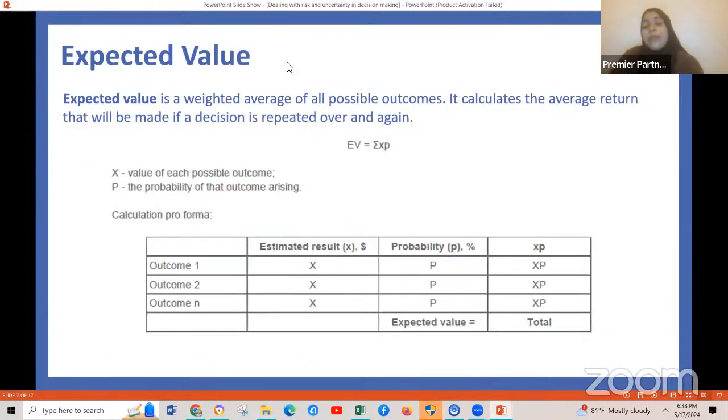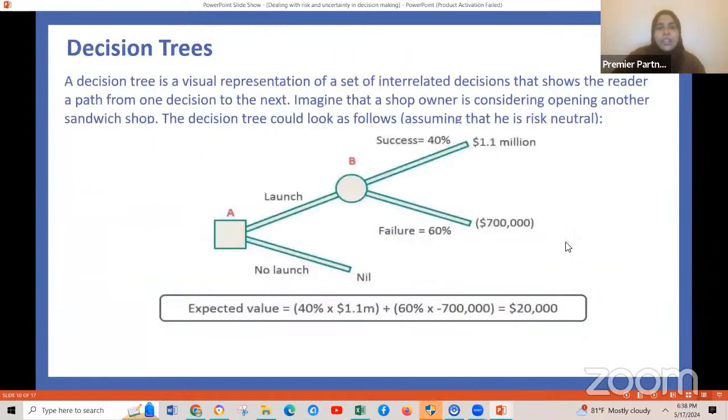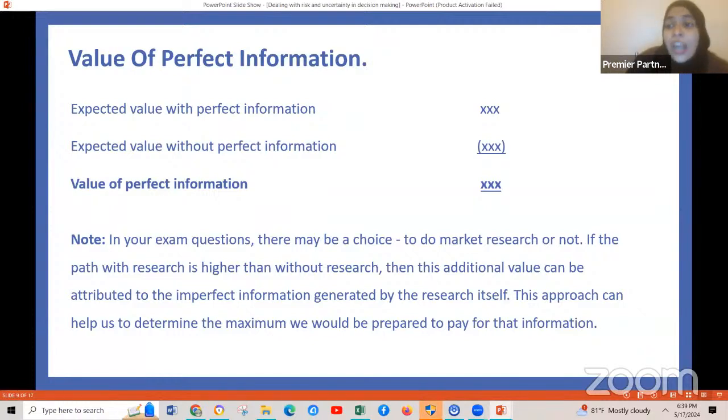A risk neutral manager will go by expected value, where you take outcome 1 into probability of outcome 1 plus outcome 2 into probability of outcome 2, and then you total all of it to get the expected value. Guys, if they ask you the value of perfect information, how do you do it? You have to take the expected value with perfect information minus the expected value without perfect information, and see how much you are willing to pay for perfect information.